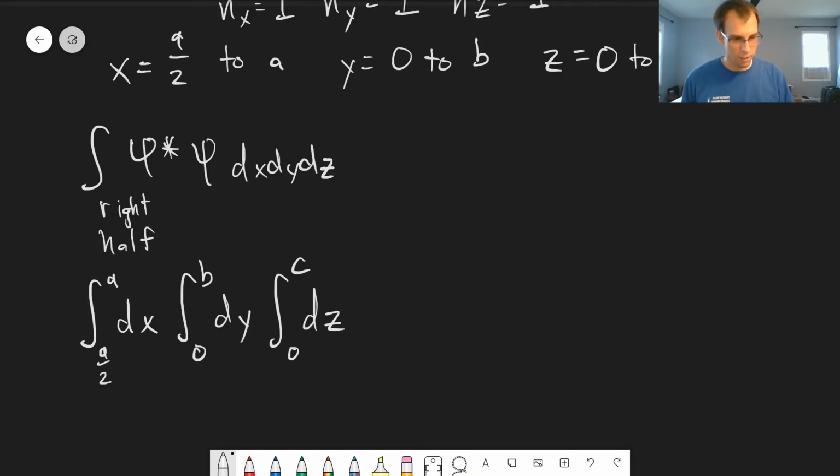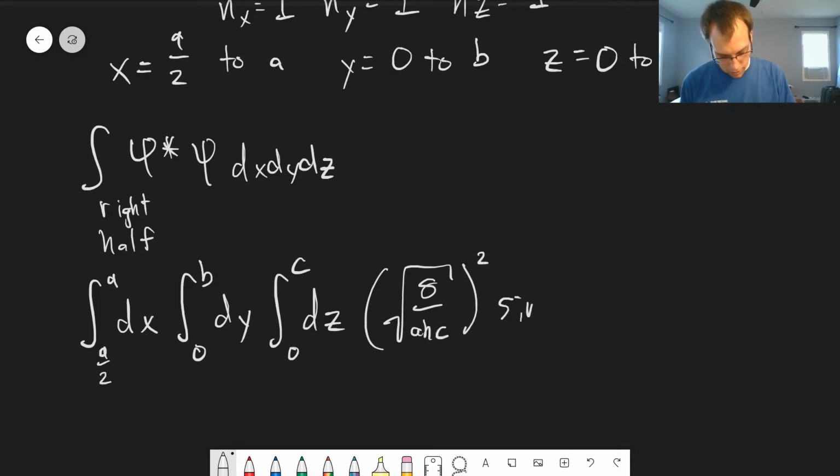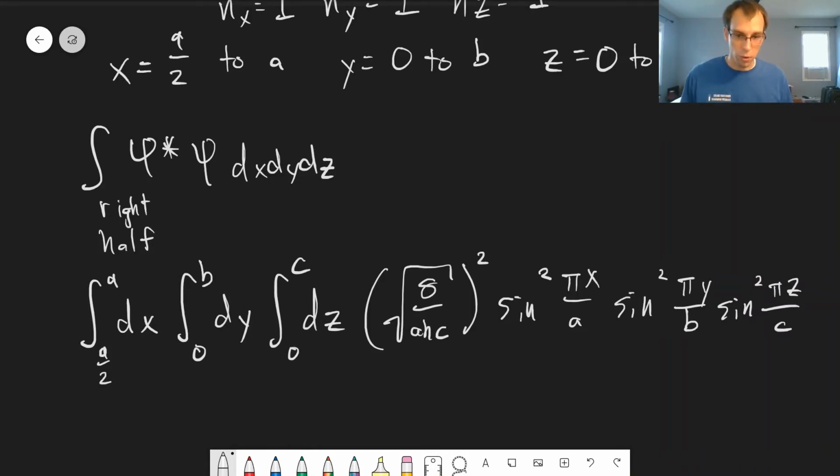And then we have our wave function, psi star psi. Since they're not complex, we just end up with everything squared. So I have the square root of 8 over abc, our normalization constant, squared. Then we'll have sine squared of n x pi x over a. Well, n x is equal to 1. So we'll just have sine squared pi x over a, sine squared pi y over b, sine squared pi z over c. And this is our integral.